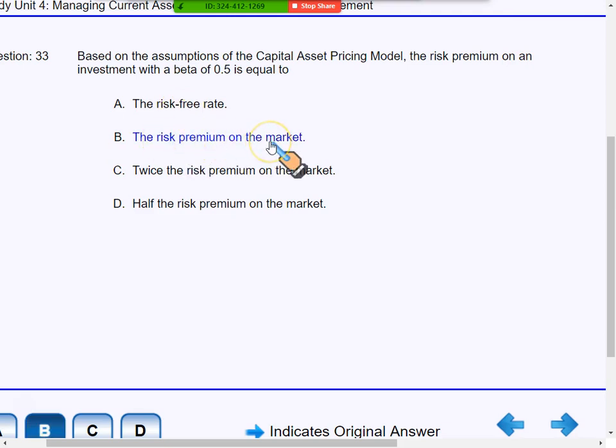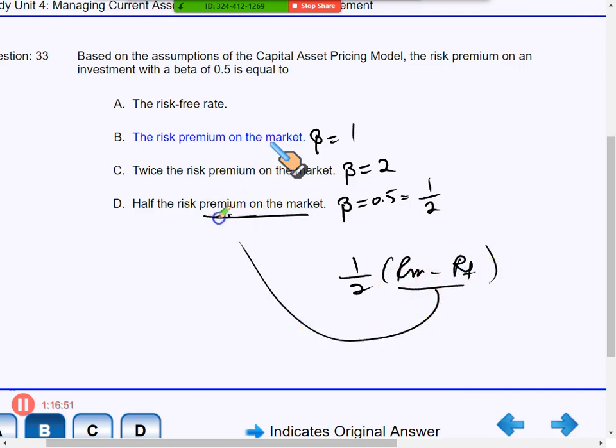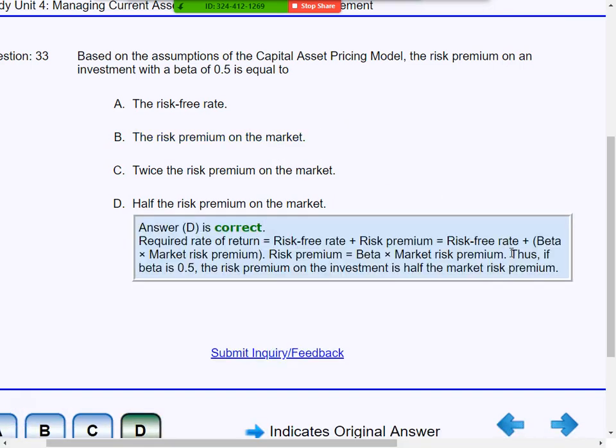The risk premium on the market would only be possible if the beta is exactly 1. Twice the risk premium on the market, that will be the case if the beta is 2 times the market. Half the risk premium on the market, that is perfectly fine. Beta is equal to 0.5, which means 1 by 2, and 1 by 2 of what? RM minus RF. And what is RM minus RF? It is what you call the market risk premium. So basically, if the beta is 0.5, it means the asset risk premium is half, or 50%, of the market risk premium. Perfect mathematical harmony, and D is the right answer.